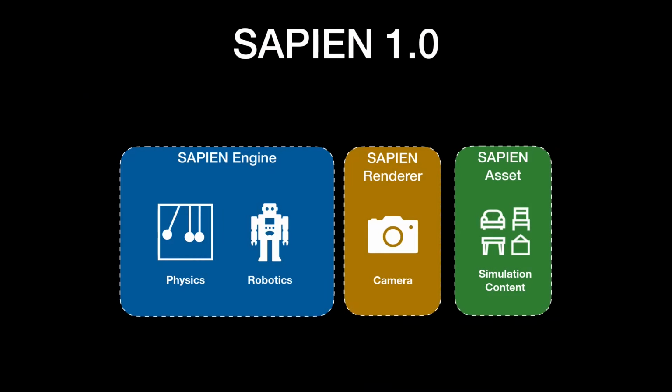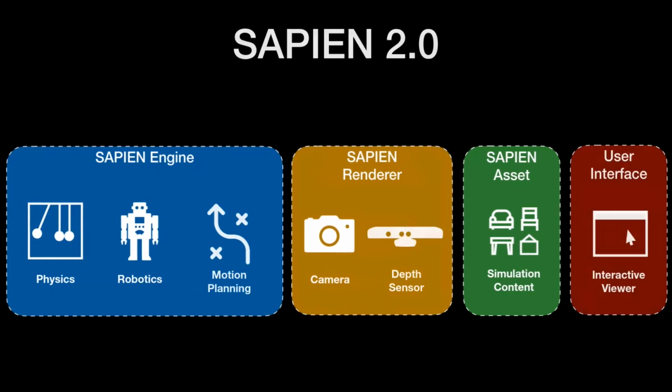Now, we introduce the next version of Sapien, Sapien 2.0. In this version, we further extend Sapien to include motion planning, improved rendering, accurate depth sensor simulation, and an extensive UI system.